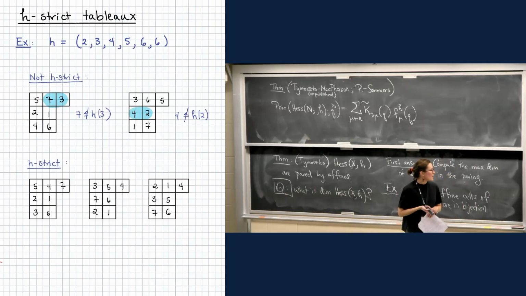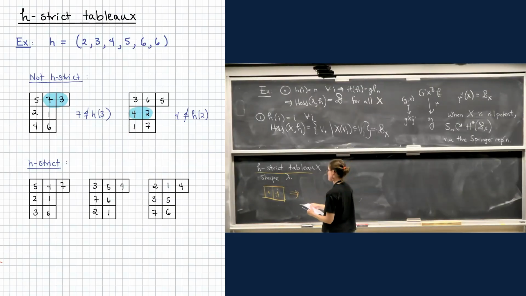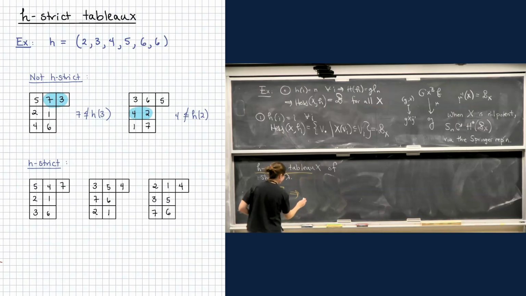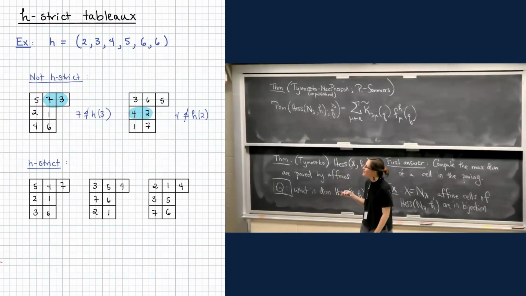And I can already see that I have a problem. Let me make sure I write down the statement correctly. I was thinking H. That's what I thought. Okay, thanks, Paul. I'm always confusing my i's and j's. Let's go to h of i, j, because I can see it in this example. So here's a not H strict tableau. I have a 7 and a 3. h of 3 is 4, but 7 is not less than or equal to 4. So this violates my condition.